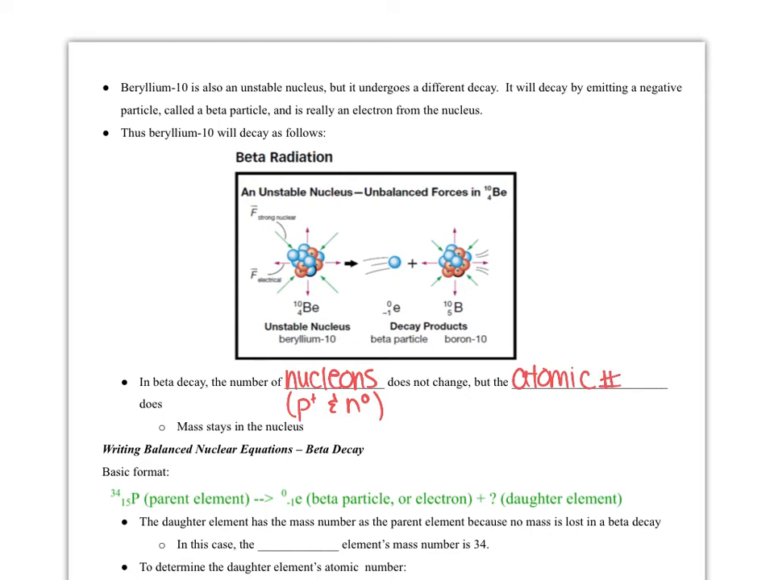This is because a neutron becomes a proton. So there's just a switch of one particle within the nucleus. A neutron becomes a proton, and our beta particle is emitted.